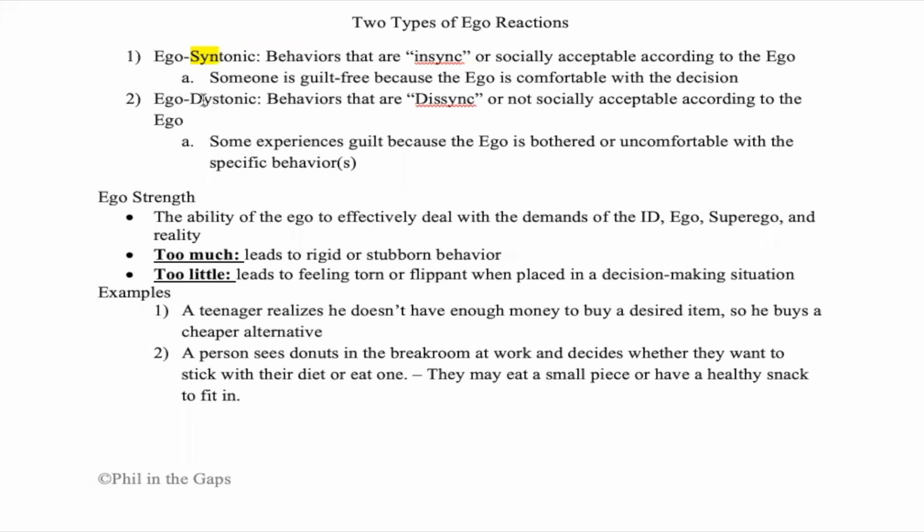Ego dystonic, so if you look at it, it spells the word dissync, because these behaviors are dissync or against what is societally acceptable within the situation. So the behaviors are either in sync, or aligned with what society wants you to do, or dissync, out of sync with it. This is where some experiences create guilt because the ego is bothered or uncomfortable with the specific behavior or multiple behaviors that somebody has exhibited.